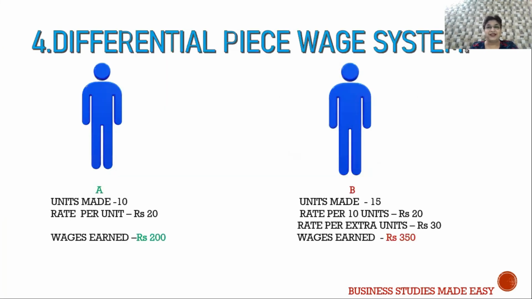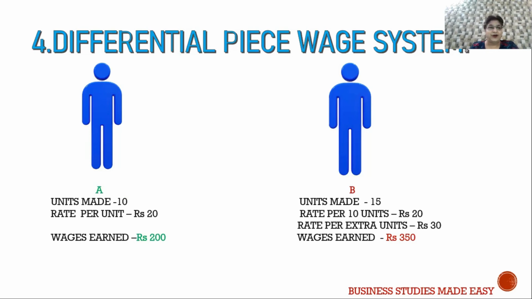Then comes differential piece rate system. Now, Taylor wanted to distinguish between efficient and inefficient workers. Now, let us take 2 cases of A and B. Now, standard task, that is 10 units. Everybody is supposed to make 10 units. Now, he said if anybody makes more than 10 units, then that person should be rewarded extra.